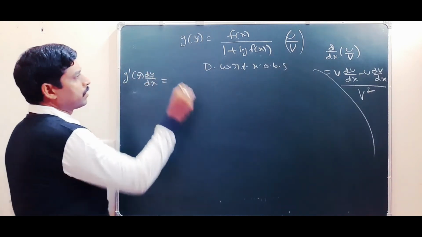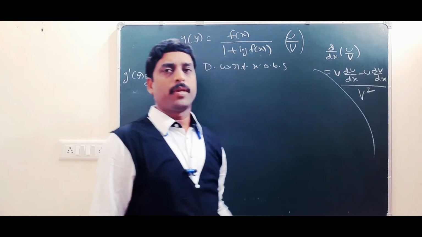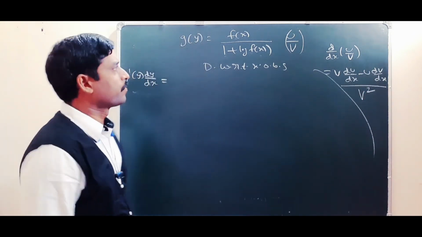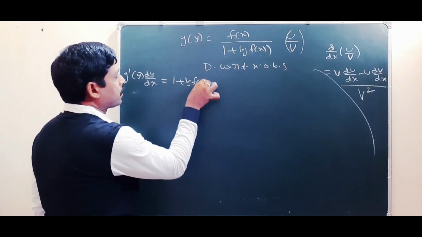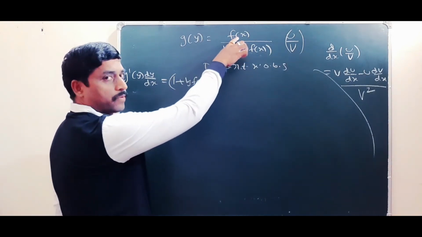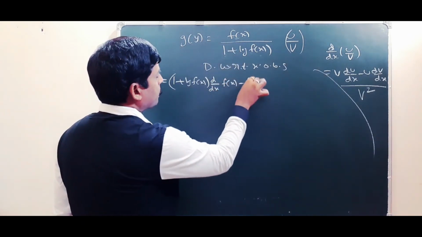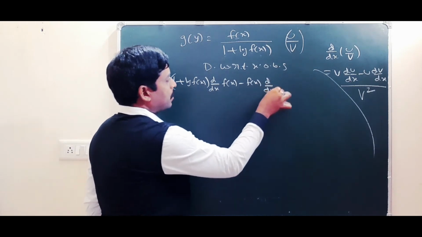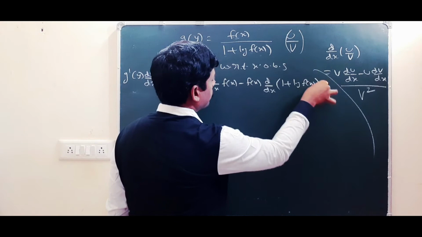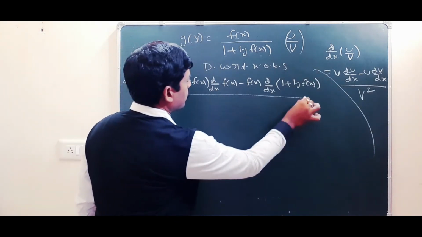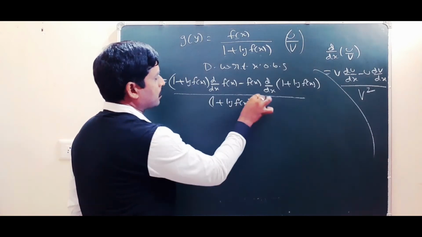What is the u by v formula? It is v into the differentiation of u, minus u into the differentiation of v, all divided by v square. Here v is 1 plus log f of x and u is f of x. So we get 1 plus log f of x into d by dx of f of x, minus f of x into d by dx of 1 plus log f of x, this whole divided by 1 plus log f of x whole square.